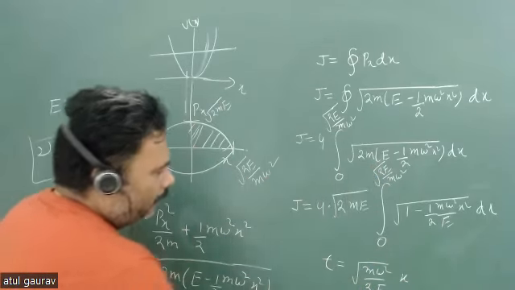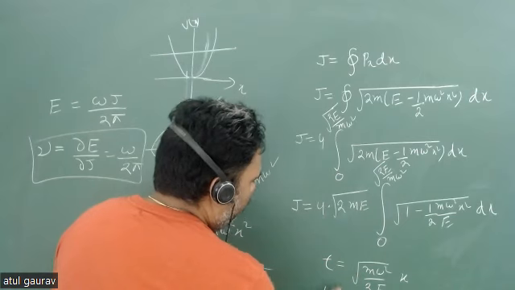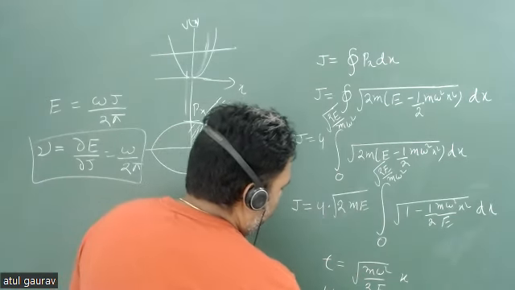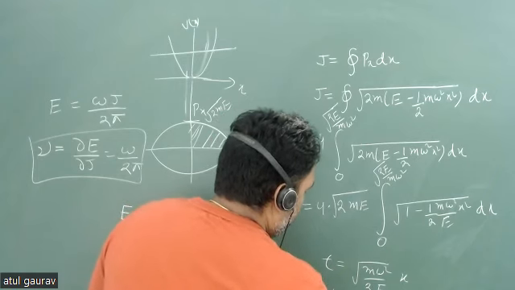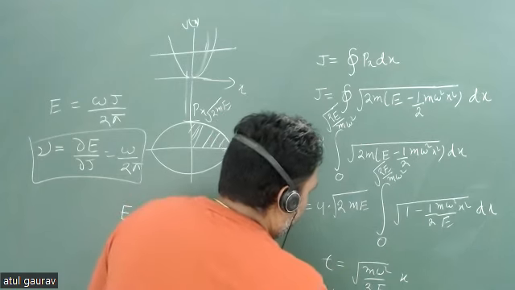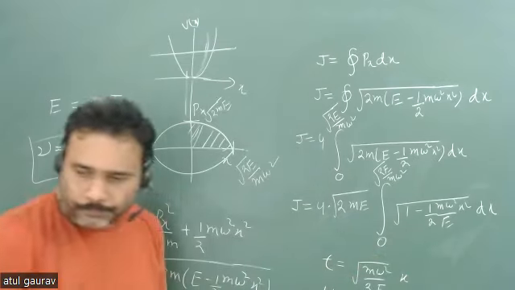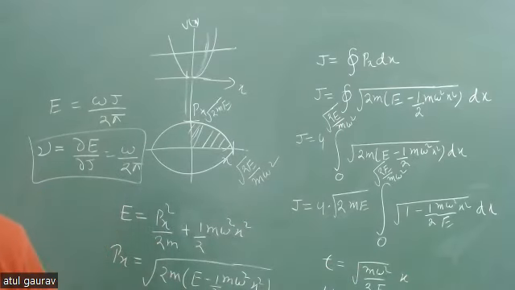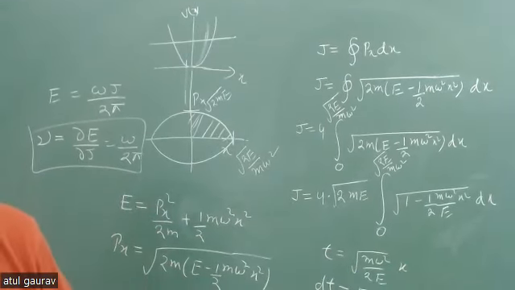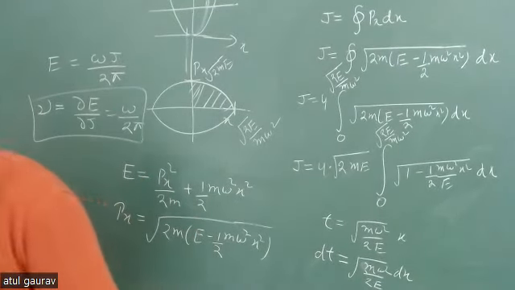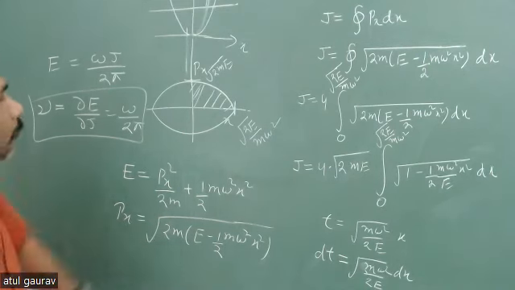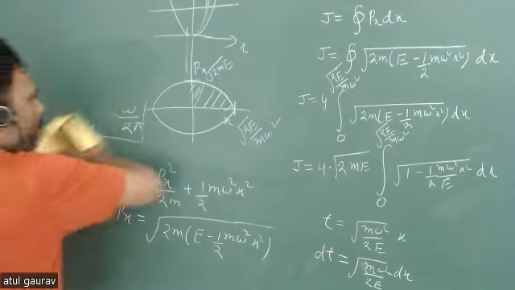Now let's try to go for calculating dt. So dt is nothing but root under m omega square upon 2E dx. Okay. So this is your dt. Now we will put each and everything there.